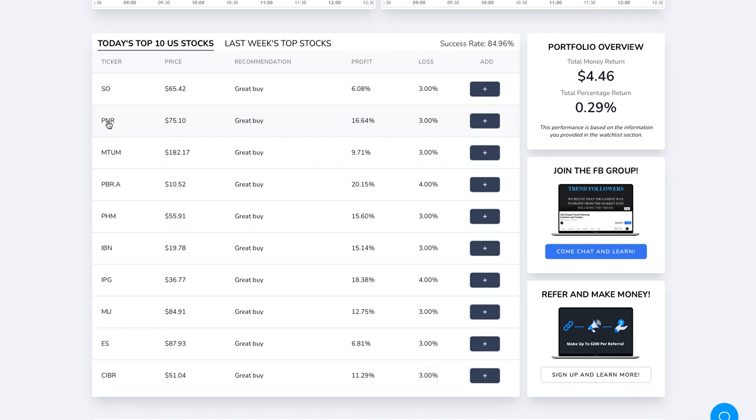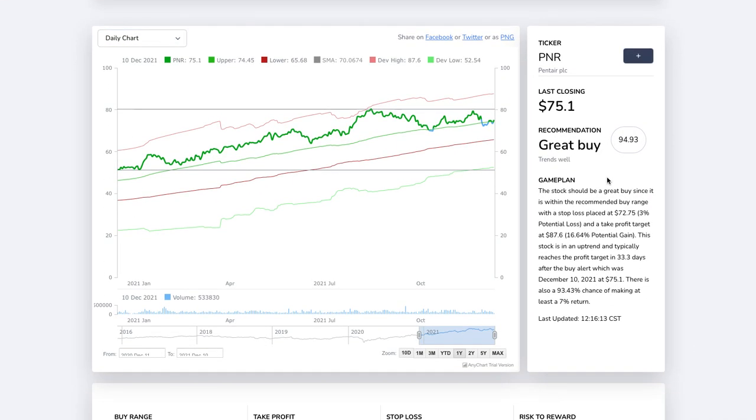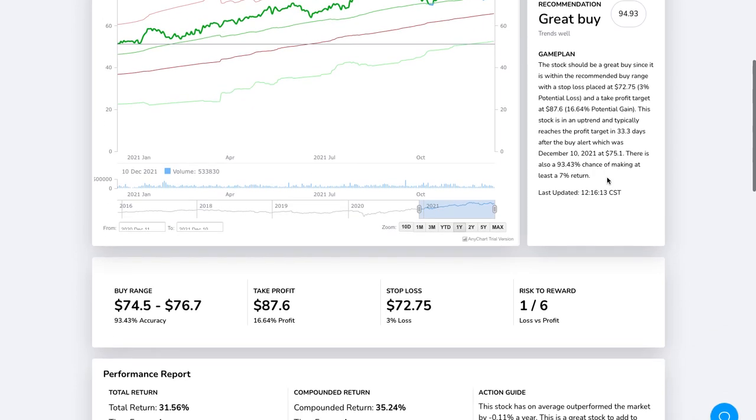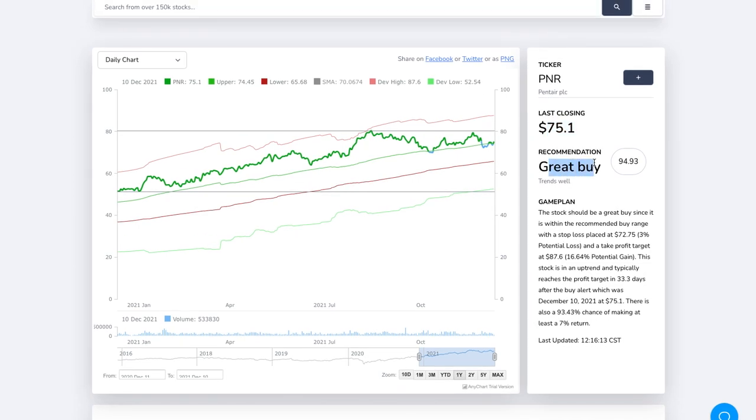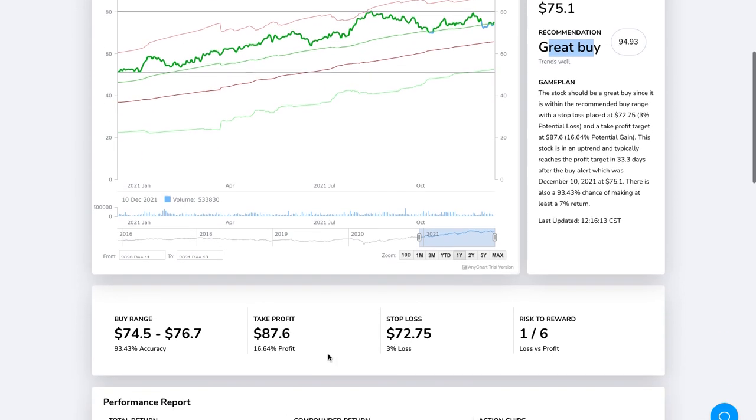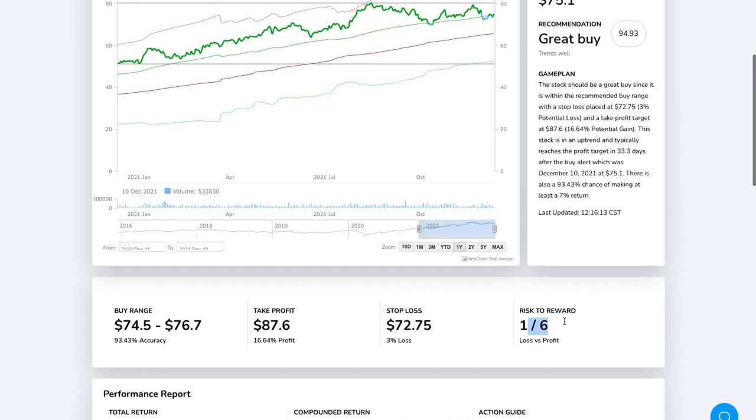So let's say PNR was alerted to us. We take a look at PNR. What are we going to do to assess if this is a good stock? One, can we afford this stock? $75, yes, I can. I'm going to assess this as a swing trader, and I'm going to use what everyone should be using, the benchmark standard. We have a recommendation as great buy, perfect. We have a trend score above 90, perfect. We have our game plan, a 1 to 6 risk to reward, which is 1 to 3 or better. So 1 to 3, 1 to 4, 1 to 5, 1 to 6, perfect.